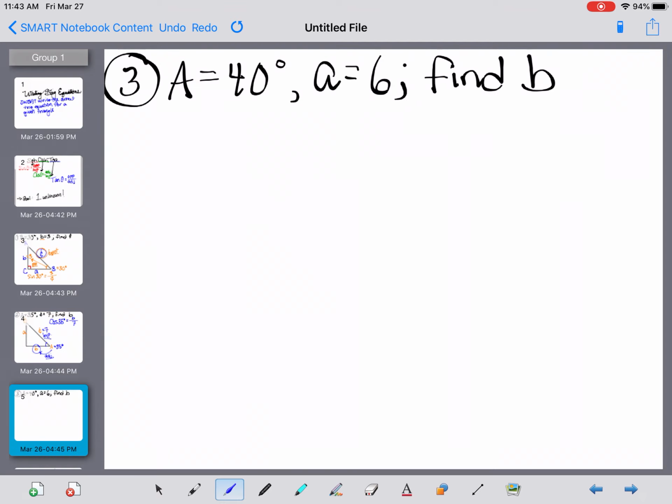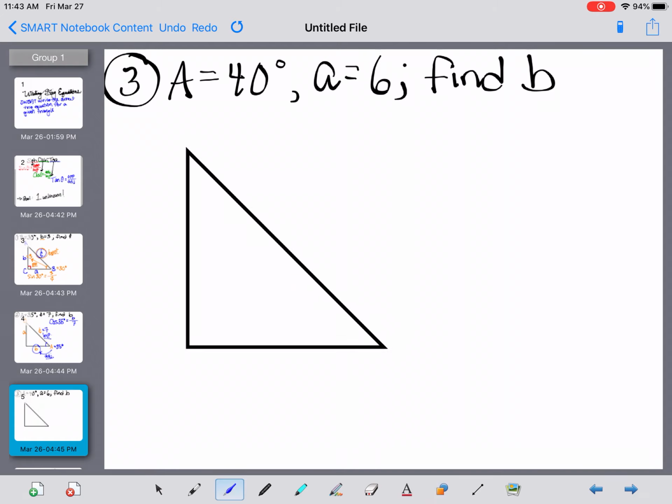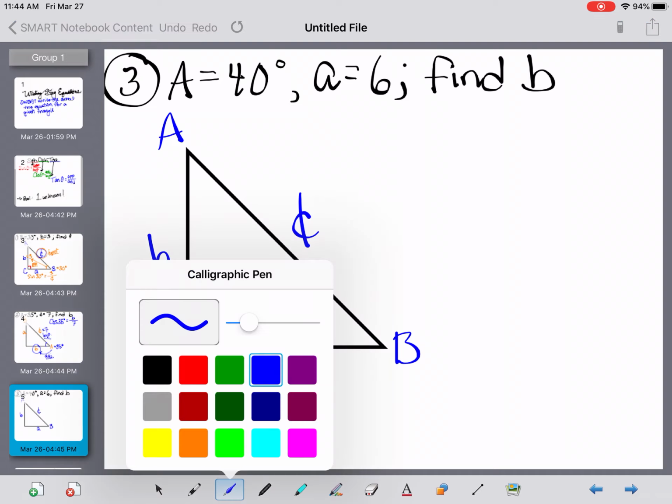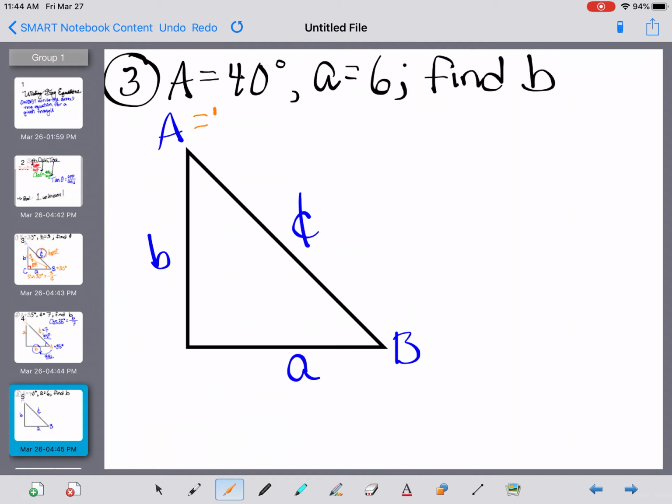All right, again, start with your picture. And then start with your generic labels. Start with A up here. Again, the only thing that matters is that angle A is opposite side A, and angle B is opposite side B. All right, now I can go through and label them with the information I was given, and it'll also help me with my perspective from that angle. All right, and I always circle the thing that I'm looking for.